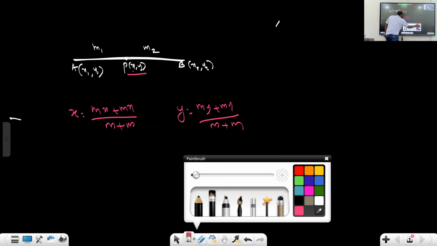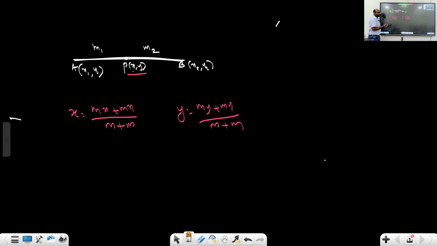Then what we used to do? Can you tell me? We used to add what? 1, 2 and 2, 1. So x equals m1 x2 plus m2 x1 by m1 plus m2. This is what we are calling the section formula. Draw the diagram and write the formula.